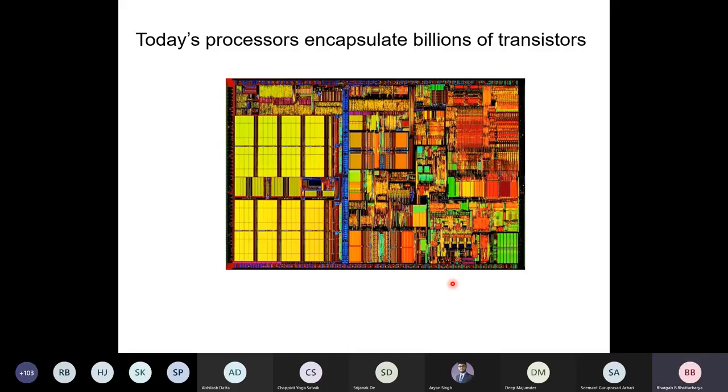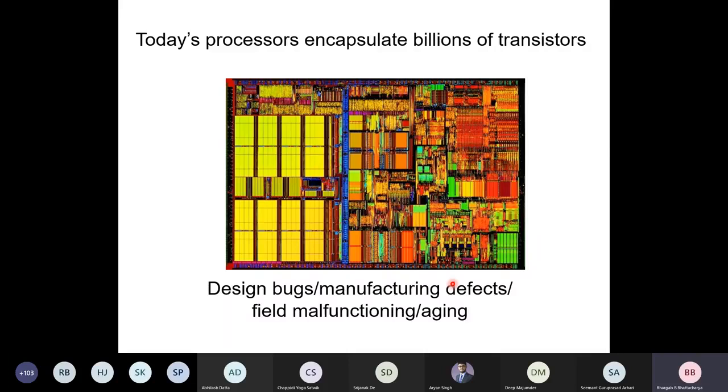Today's processors, as you can see, encapsulate billions of transistors or components. So how do I manage to design such a complex machine? Not only that, in such a complex machine, obviously many design bugs or manufacturing defects would creep in.